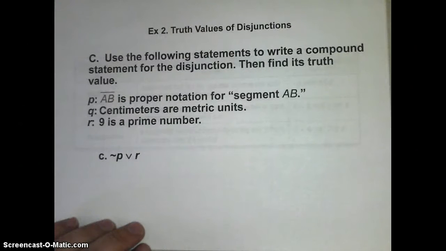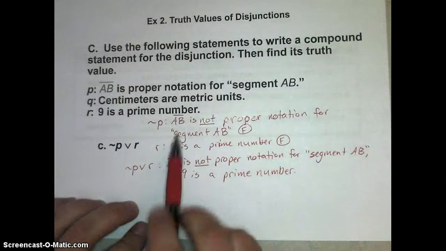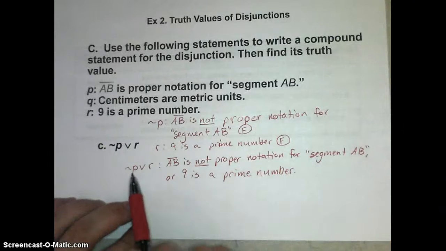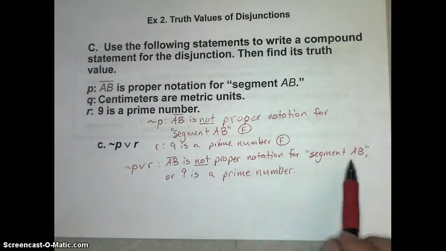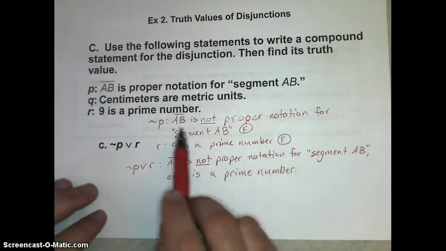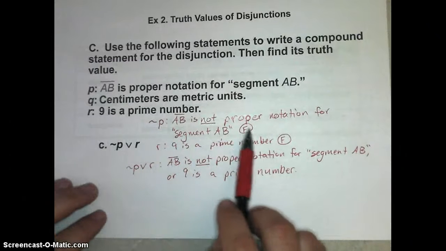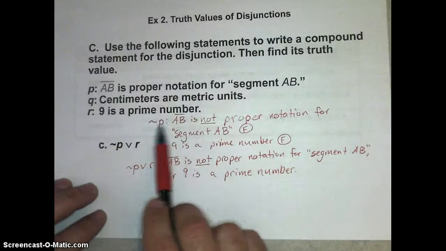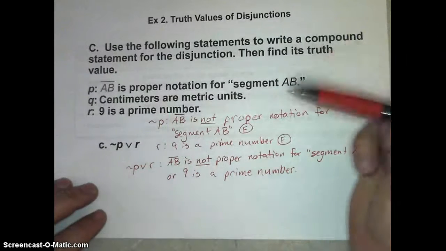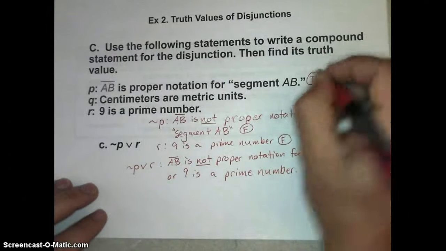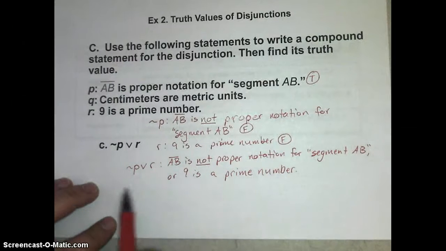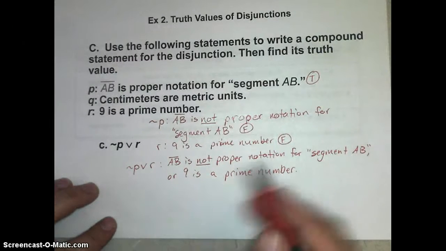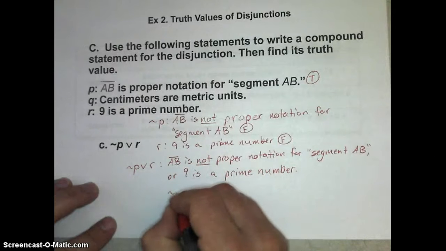All right, this is what we should get. AB is not proper notation for segment AB, or 9 is a prime number. Now, the negation of P is actually false, since we know P itself was true. The negation is false. And R, we remember, is false. Since both parts of this disjunction are false, our overall disjunction is false.